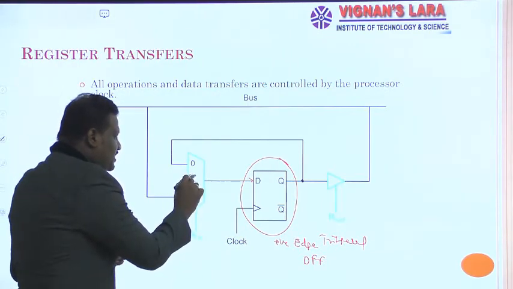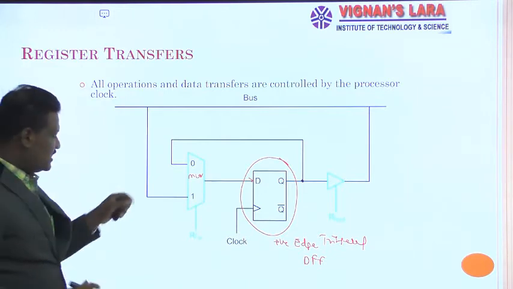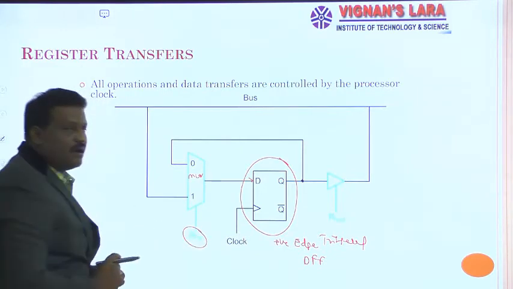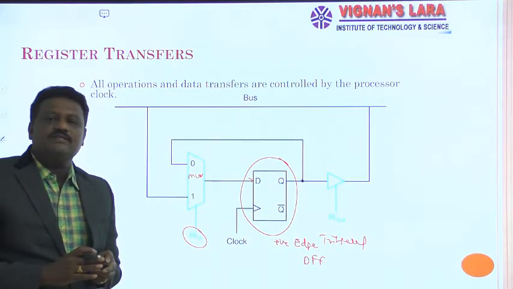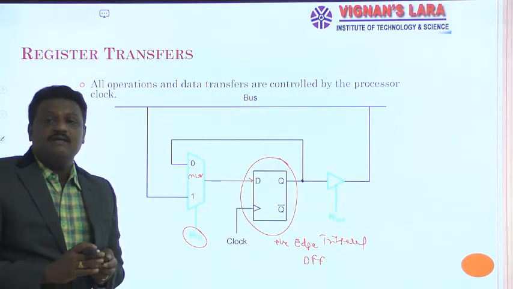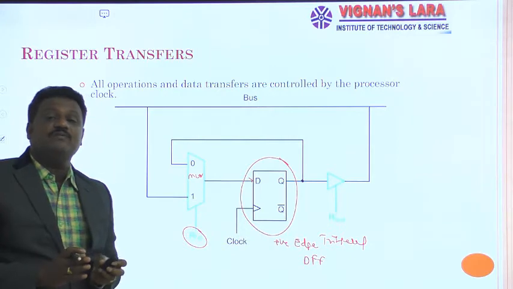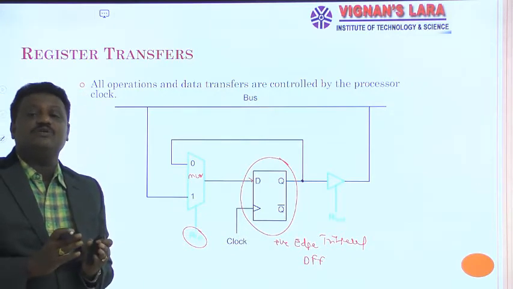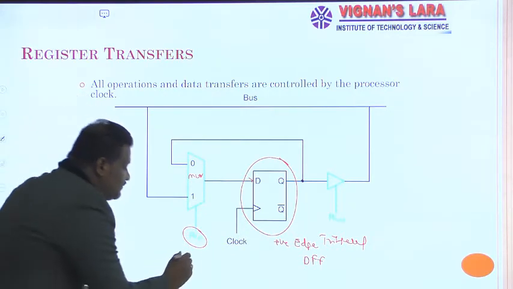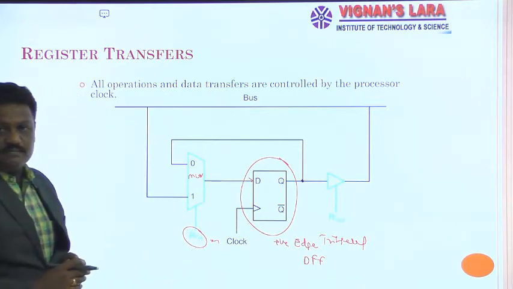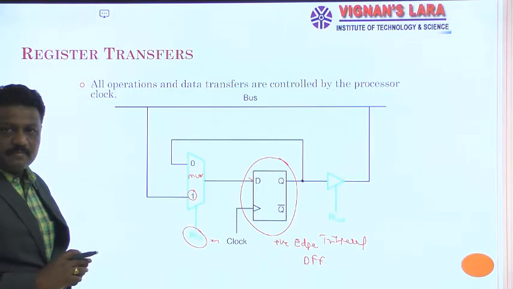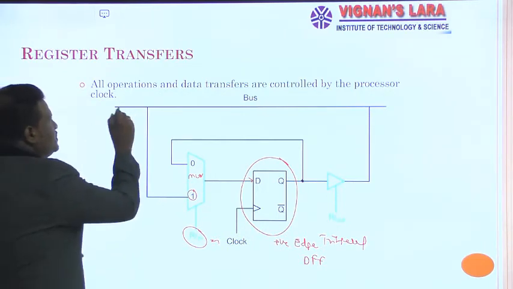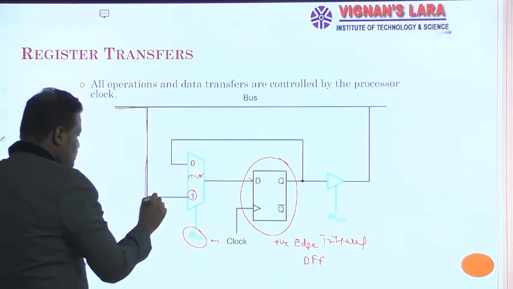This is a 2x1 mux. This mux can be controlled by RI in. So in the previous case, I see the RI register. That RI register is loaded with some value only when RIN is set to 1. If RIN is set to 1, then in this multiplexer this input is selected. What is this input? This is the bus line.